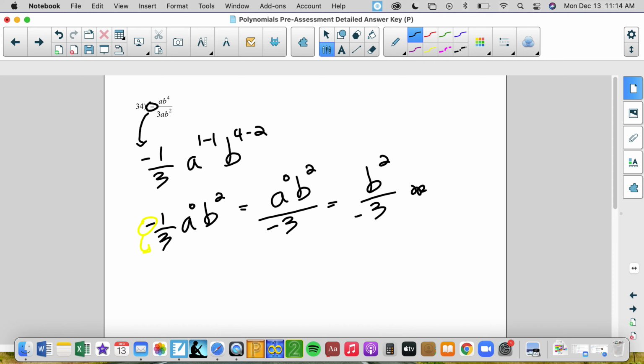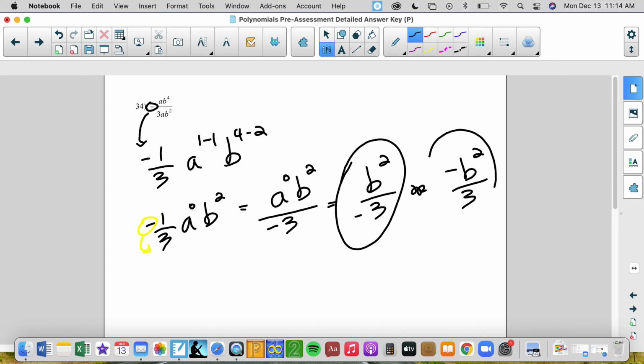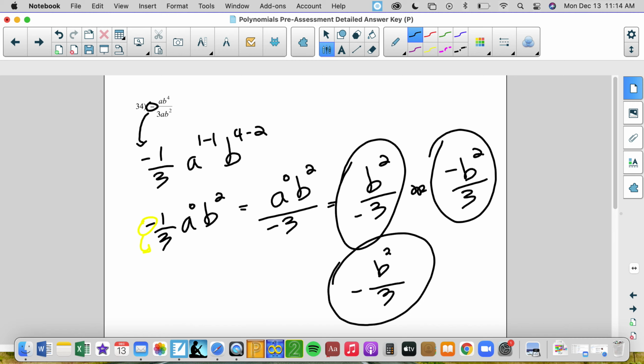Now you could have written negative b squared over 3. That's okay also. But don't give me both answers. Give me one of those two. You also could have just had that, where the negative is outside. So the negative can be in the numerator, it can be in the denominator, or it can just be outside.